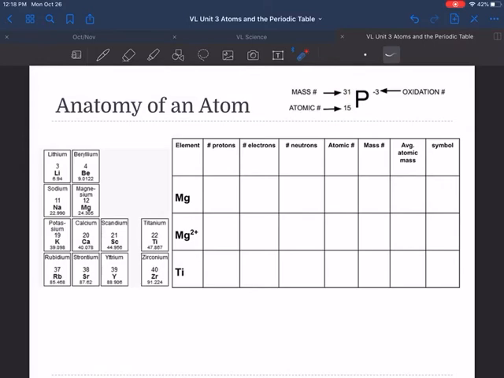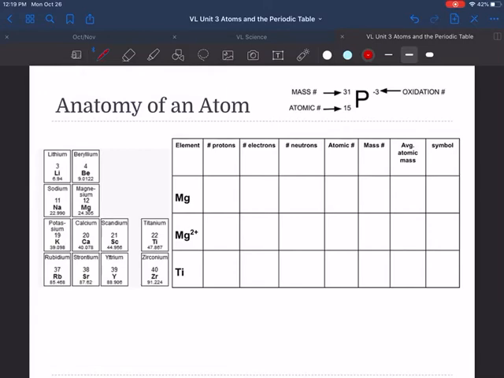Mass number is going to help us tell how many neutrons are in there. And then finally, we see an oxidation number, and that tells us how many protons or electrons that the atom has gained. So we're going to look at this symbol quite a bit as we work through some things. How do you approach this worksheet using a periodic table?